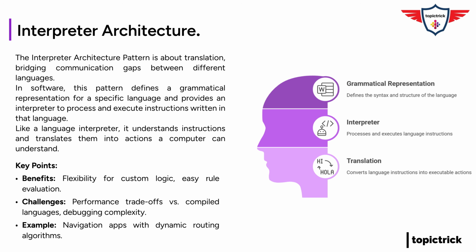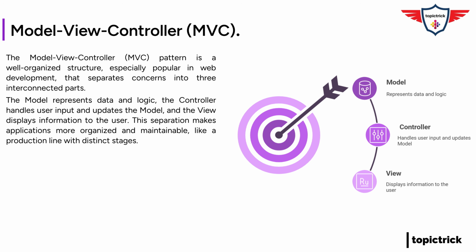What are some of the things to consider when you're implementing this interpreter architecture? Interpreted languages sometimes sacrifice some performance compared to compiled languages because the code is executed line by line. And debugging can be a bit tougher because you're dealing with that extra layer of interpretation. So it's a trade-off, right, between flexibility and performance. Yeah. Let's move on to a classic pattern, one that's really widely used in web development. Model View Controller, or MVC.